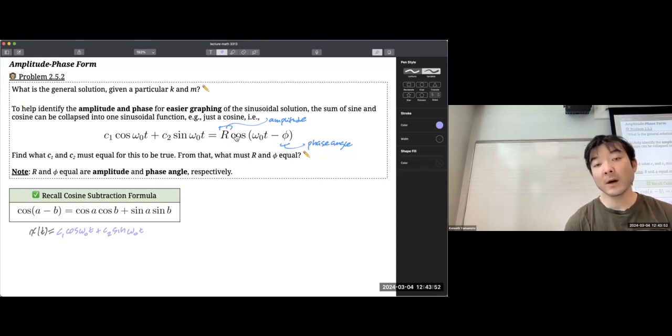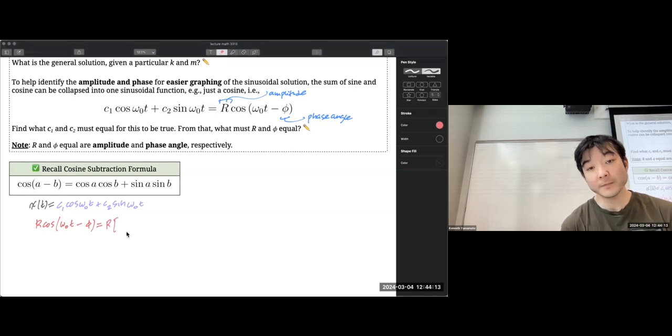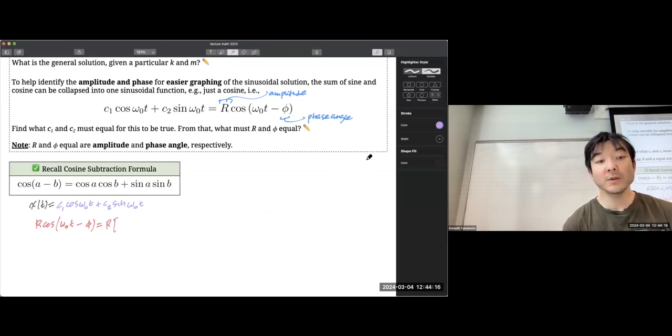I'm just going to use the cosine subtraction formula on this expression right here. So I'll write here R cosine of omega naught t minus phi. This is the same as R times, and I'm going to use some colors here. I'll say this is orange, that shows up here and that shows up here. And then I'll use blue. This shows up here, and this shows up here.